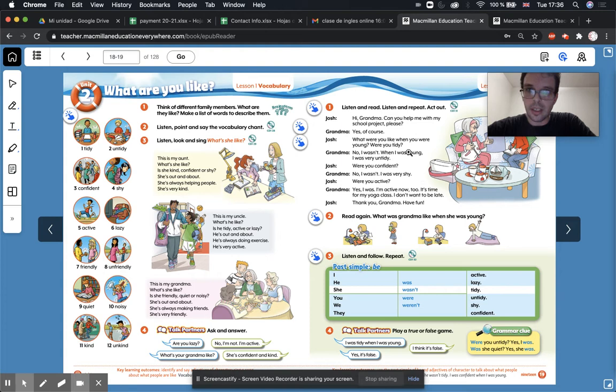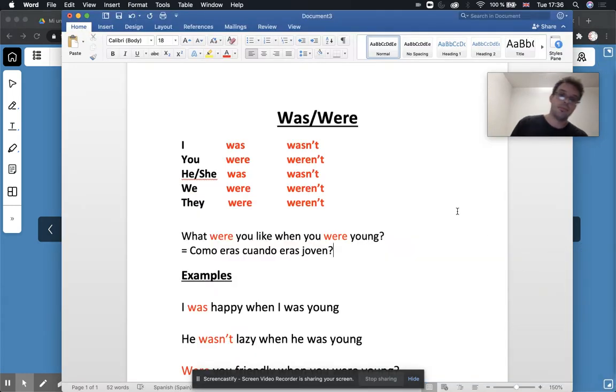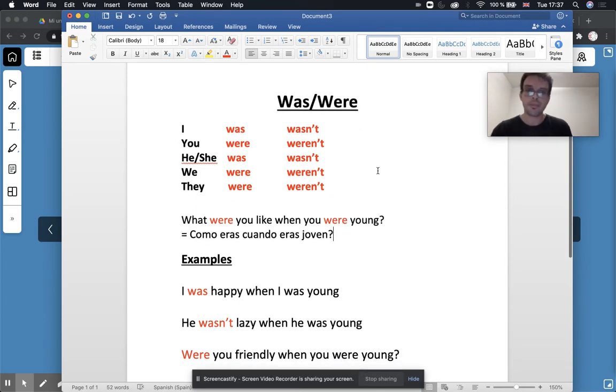Okay. So, we have a little text, a conversation with Josh and his grandma. Now, before we read, I want everybody to open your notebook, en la libreta. Abre la libreta. All right, open your notebook and we're going to take some notes. In your notebook, I want you to write the title, was, were. And I want you to copy this table.